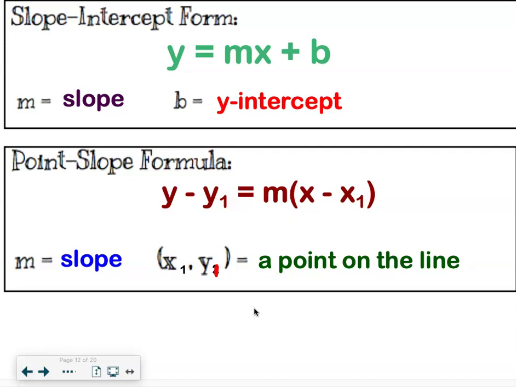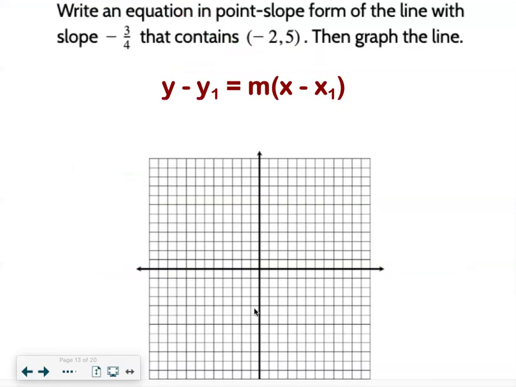Okay, let's try this first one. It says, write an equation in point slope form of the line with a slope of negative 3/4 that contains the point negative 2, 5. And then we're going to graph. So on this first one, I'm just going to show you how this works. Remember, slope is what letter? M, so I'm going to put M here. Here's my point x1, y1.